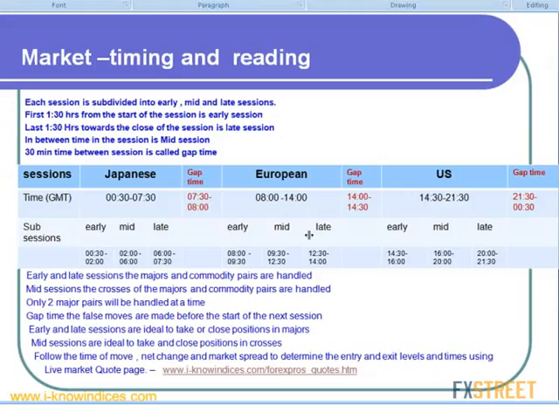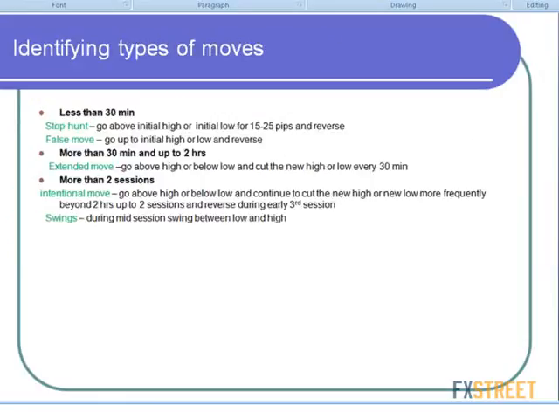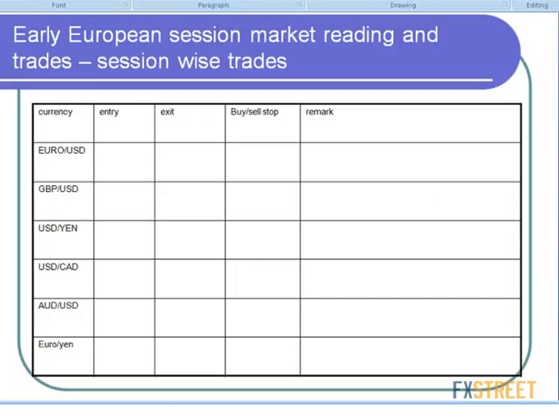So this is the session timing. 8 GMT, the European session starts, up to 14 GMT. We use the live market quote page and try to find out what sort of moves they are doing. They are only making swings here now. I'll explain the types of moves afterwards and also how to use the hedging. So we'll first take the positions.